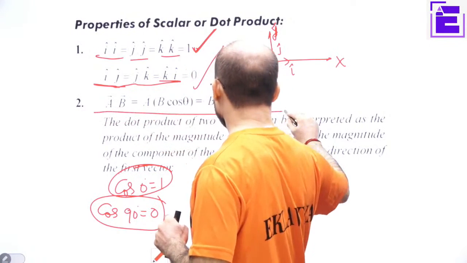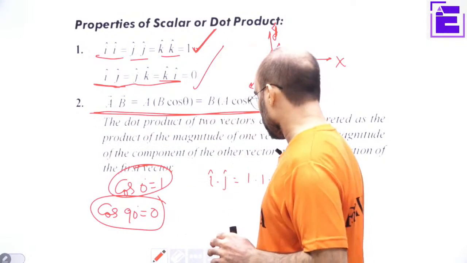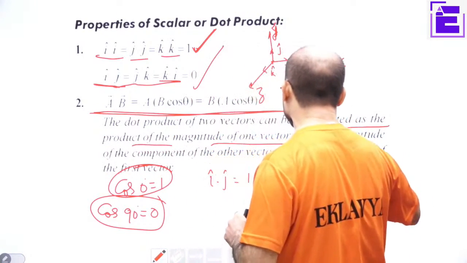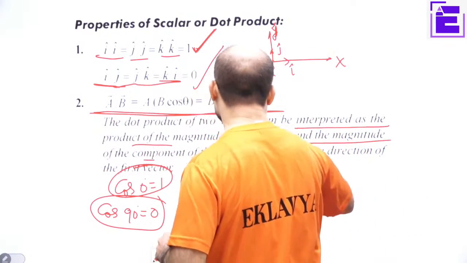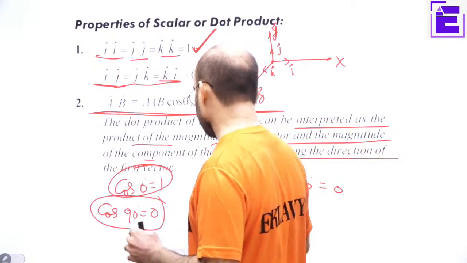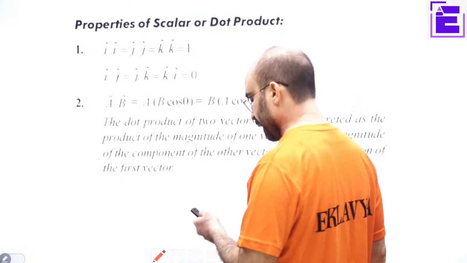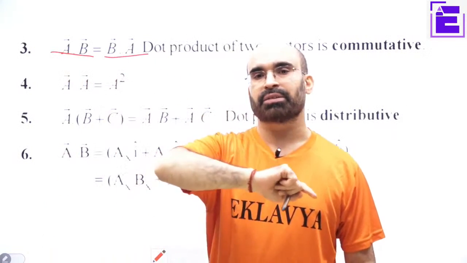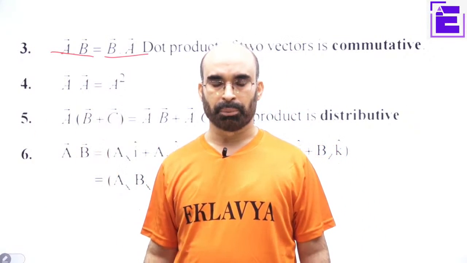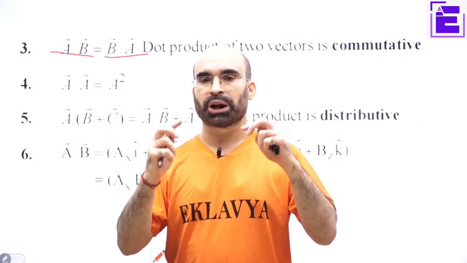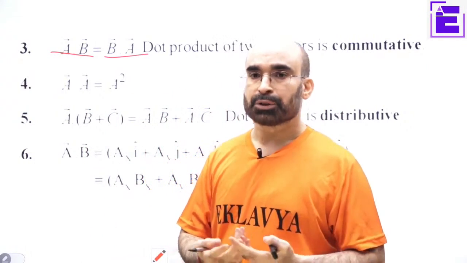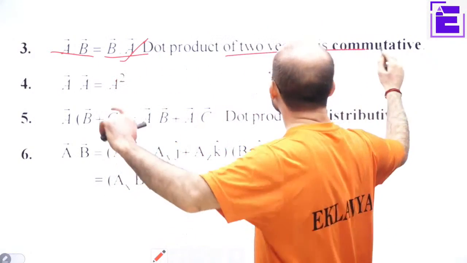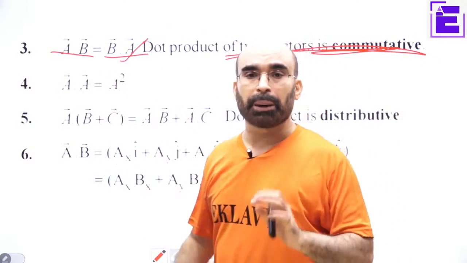Now, this is understood. There is no problem. Dot product of two vectors can be interpreted as the product of the magnitude of one vector and the magnitude of the component of the other vector along the direction of the first vector. So this we have already understood. Now, next property. A dot B equals B dot A. Since there is no sense of direction, because the resultant of dot product is a scalar, A dot B equals B dot A. There is no problem as such. So we will say it follows the commutative law.